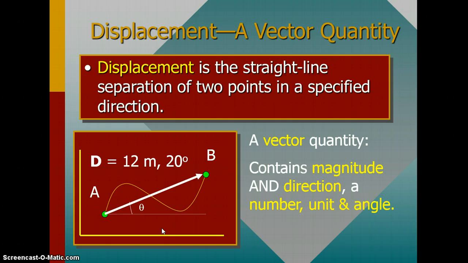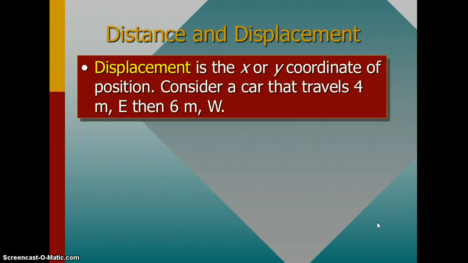Okay, a vector quantity contains magnitude and direction, and number, unit, and angle, all right, which is letter D that we have right here. 12 meters, 30 degrees, 8 kilometers per hour, north, I'm sorry, which is what the N means here. Distance and displacement. Displacement is the x or the y coordinate and position.